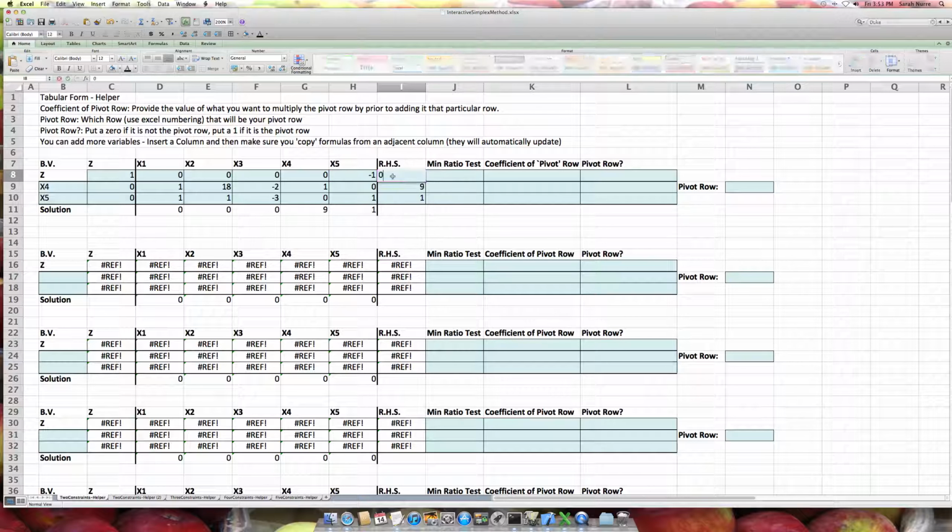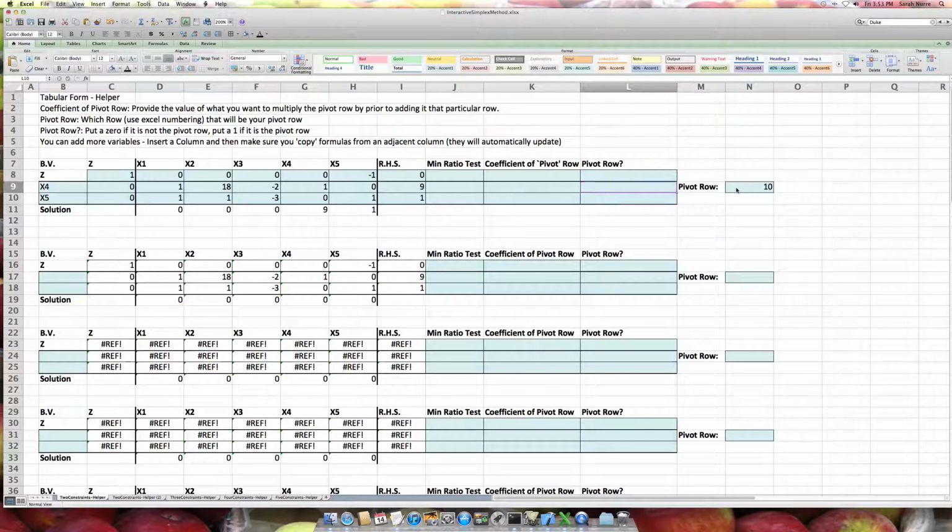I also forgot to put a 0 here for the objective function value. And to do that, I'm going to forget the min ratio test. I'm not ready for that yet. I don't have it in the right format. All I'm doing is saying if I took this row and added it to this row, I could have a 0. So I'm going to take this row 10 as my pivot row. 0, 1. So this is just answering yes or no, is this your pivot row? And this is my pivot row.